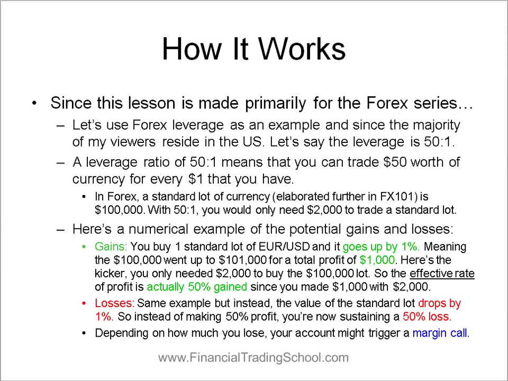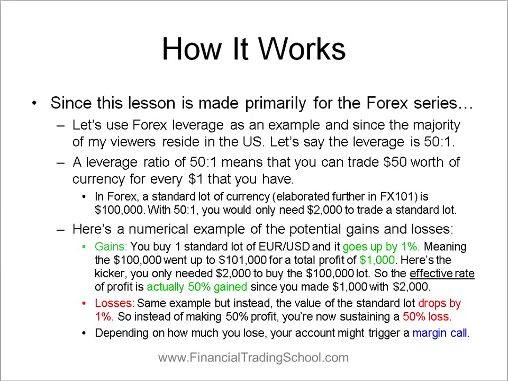Since this lesson is primarily for the Forex series, let's use Forex leverage as an example. And since the majority of my viewers reside in the US, let's say the leverage is 50 to 1. A leverage ratio of 50 to 1 means you can trade $50 worth of currency for every $1 that you have. So in Forex, a standard lot of currency, which will be elaborated further in Forex 101, the first video of the Forex series, is $100,000. So with 50 to 1 leverage, you would only need $2,000 to trade a standard lot.